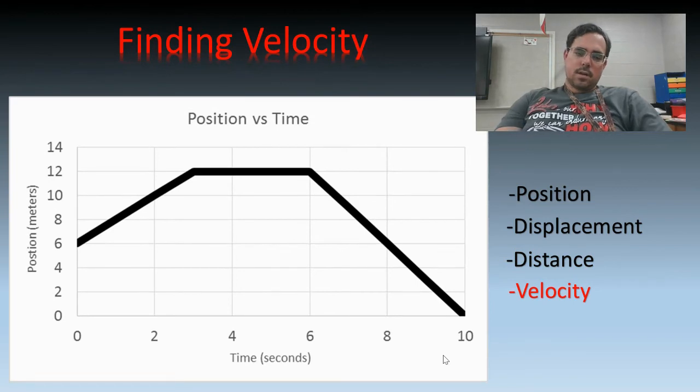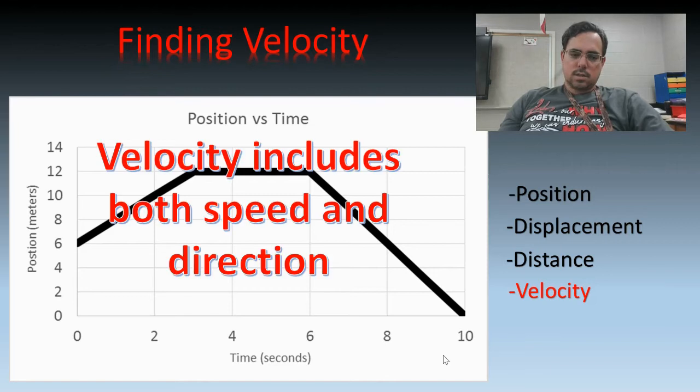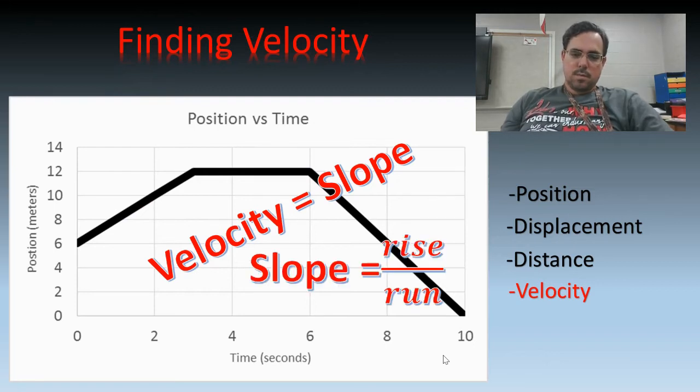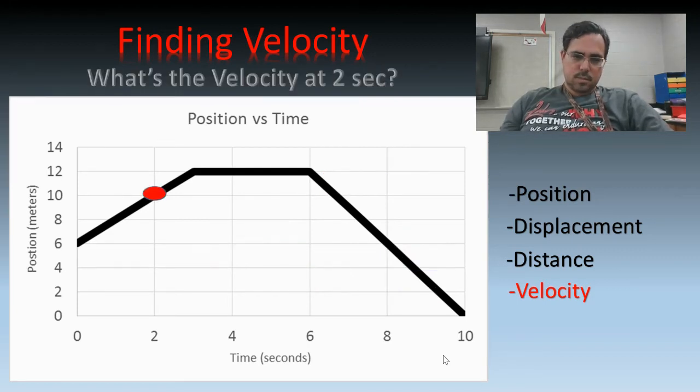Now let's talk about one of the most important applications of a position time graph, and that is finding the velocity. Velocity is a number that tells you how fast something's going and in what direction it's going. It includes both speed and direction. Velocity is equal to the slope of the graph. If you remember from your math class, slope is equal to rise over run. The rise is how much the graph goes up, and the run is how much the graph goes across.